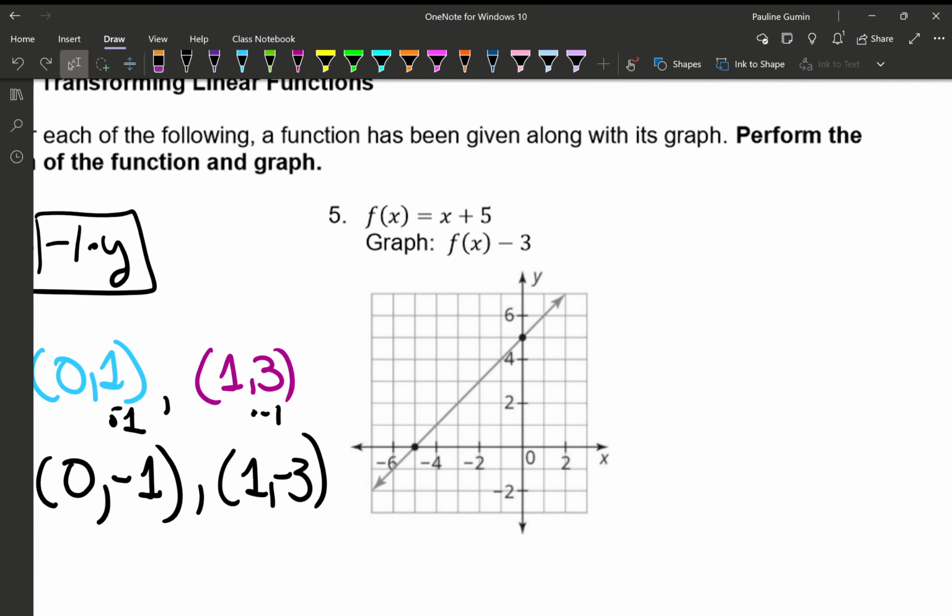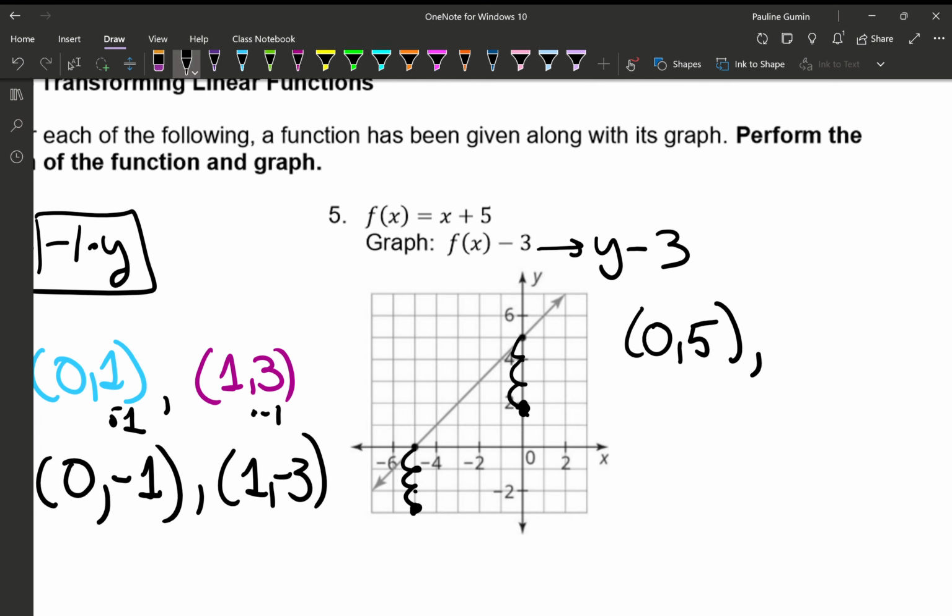Number 5. Here's the graph of x plus 5. And what it's asking us to do is f of x minus 3, which really means y minus 3. Now there's 2 ways of doing this. One way is taking each of these points and moving them down 3 spaces, which is not too bad. Or you can also write down the original coordinates, 0, 5, and -5, 0, and then subtract 3 from the y's, which gives us these 2 new points.